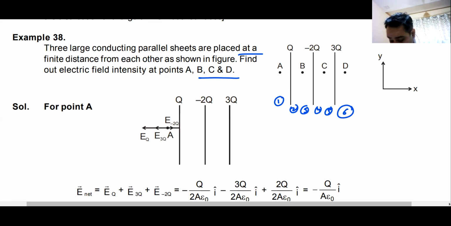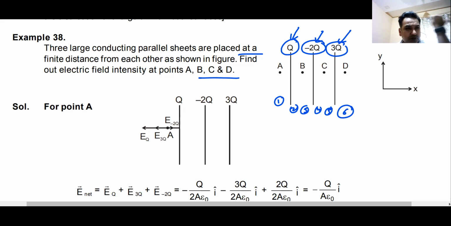It becomes quite lengthy. How do you do it? You can just assume that this is one sheet having charge Q. Its charge will always remain Q. Another sheet minus Q, another sheet 3Q. Find the electric field of this sheet, sigma by 2 epsilon naught. Find it due to this sheet, sigma by 2 epsilon naught. Find it due to this sheet, sigma by 2 epsilon naught. Positive sheet, it goes away. Negative sheet, it comes towards. Add them vectorially, you have your answers.